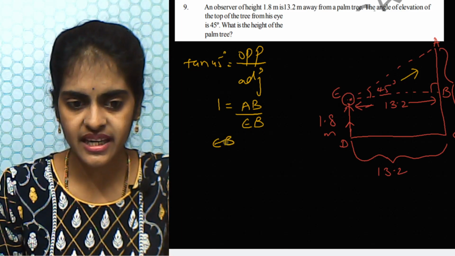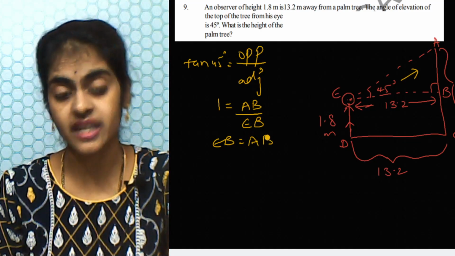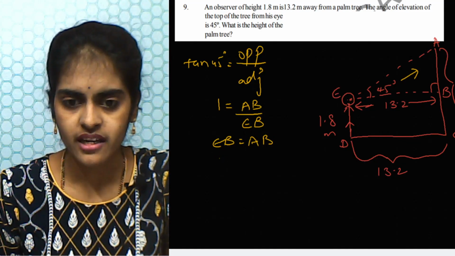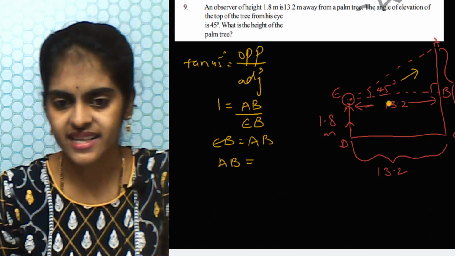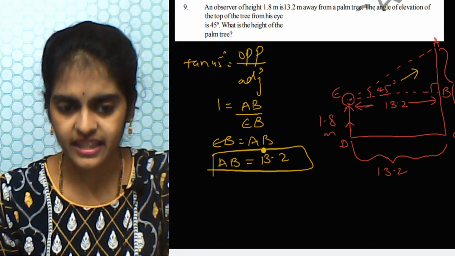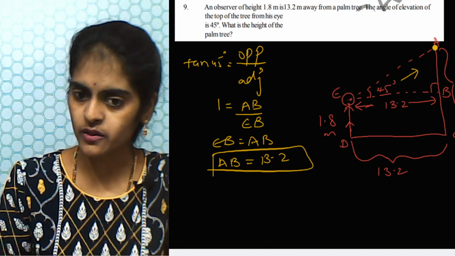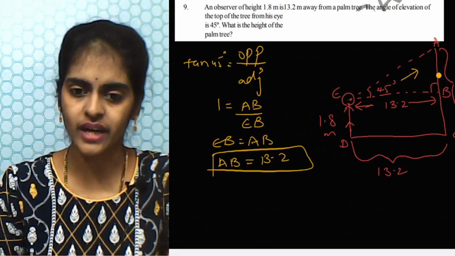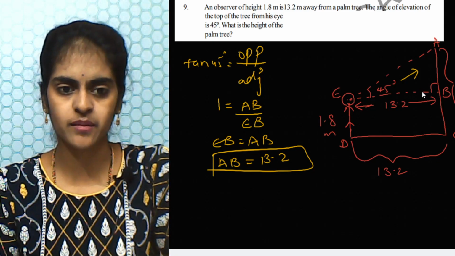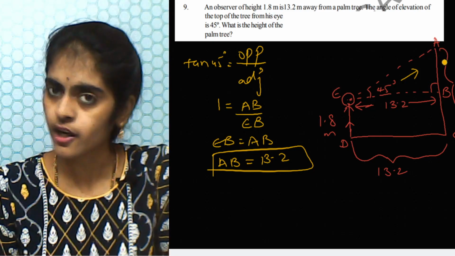So EB equals AB. Just cross multiplying, 1 into EB is EB. EB is equal to AB. So what is AB? Here it is given that EB is 13.2, so AB is also 13.2. So this distance, A to B, is 13.2.